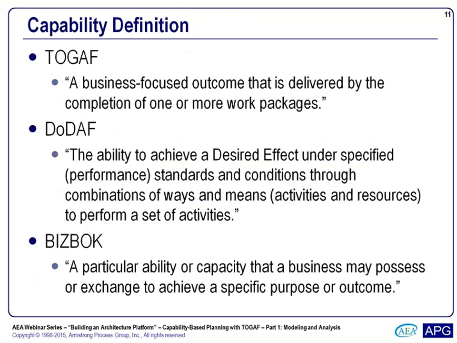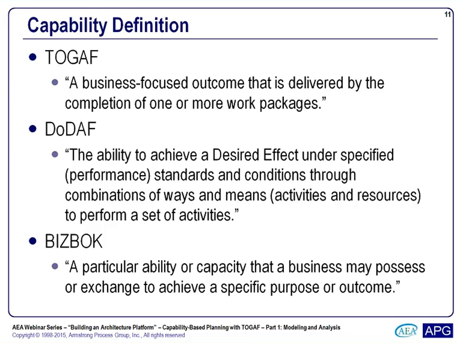So if we take a look at the definition of a capability, TOGAF talks about a capability being a business-focused outcome that's delivered by the completion of one or more work packages, and that fits pretty well with the way that it's positioned within the current content meta model. But I think it really more gets to how capabilities are possibly used as opposed to what capabilities themselves are, really more focusing on the delivery side. DODAF has a pretty good definition, however, it is a little esoteric. The ability to achieve a desired effect under specified standards and conditions through the combinations of ways and means to perform a set of activities.